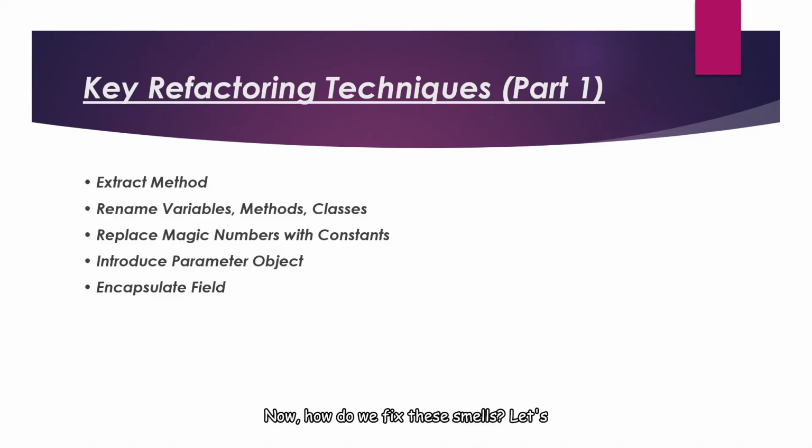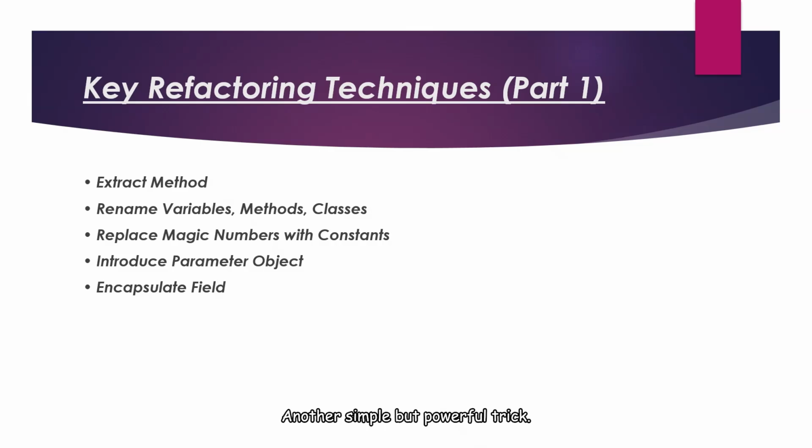Now, how do we fix these smells? Let's talk about key refactoring techniques, starting with the basics. First is extract method. Whenever you find a method doing too many things, break it down into smaller, logically named methods. This not only improves readability but also reusability. Next is rename. Clear and descriptive names for variables, methods, and classes are vital. If something's name no longer reflects its purpose, refactor it.